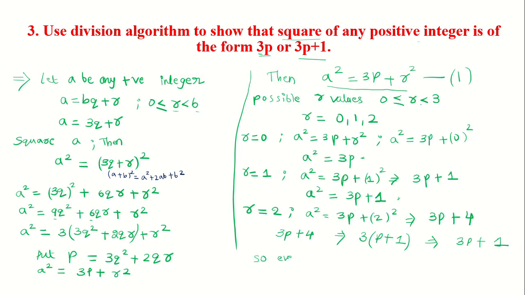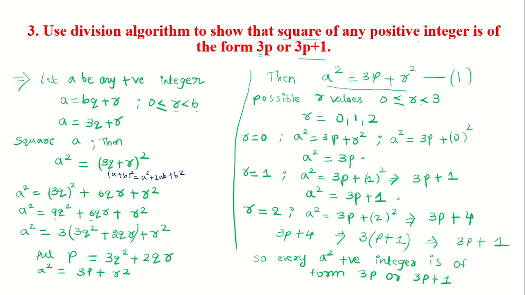So, the square of every positive integer is of the form 3p or 3p plus 1.